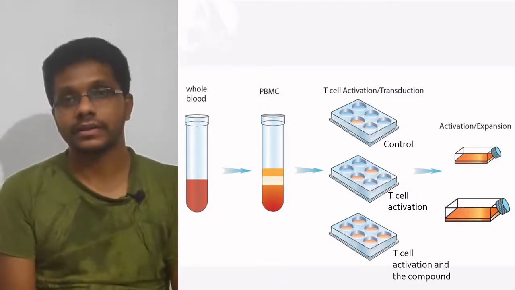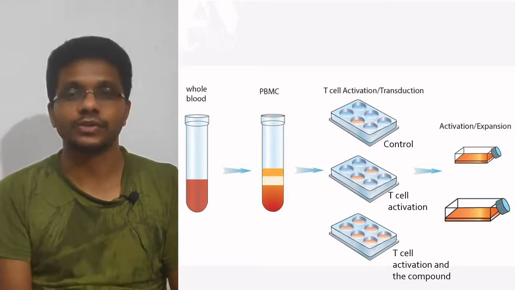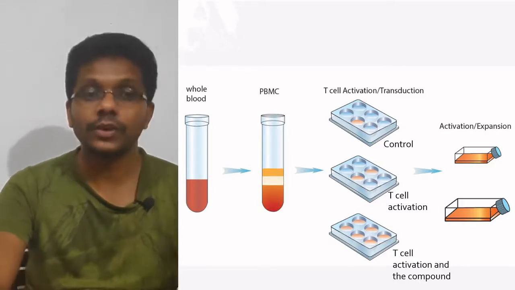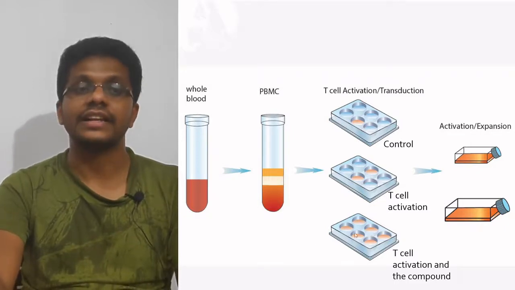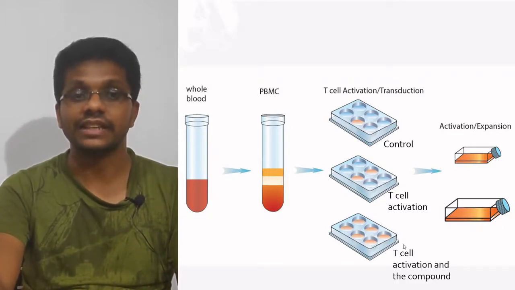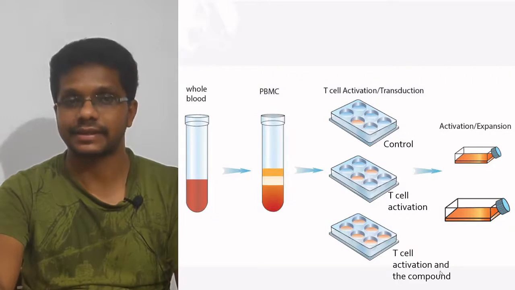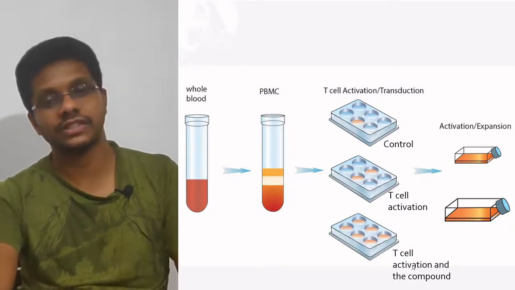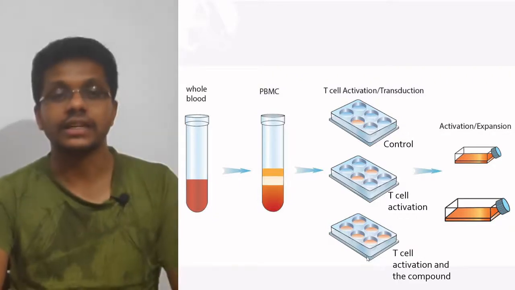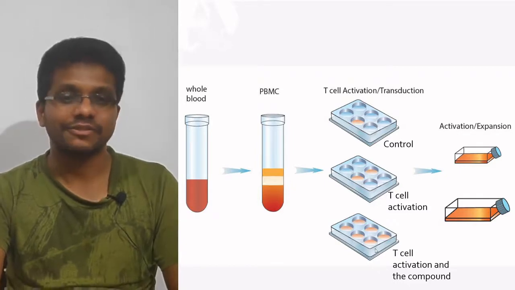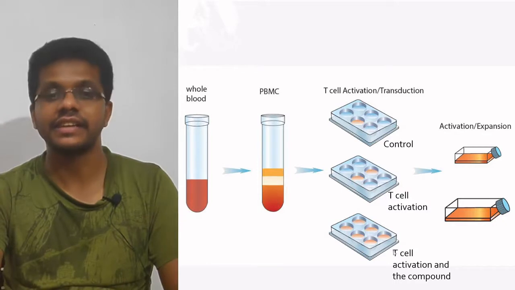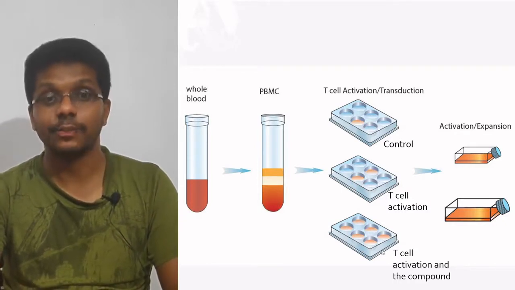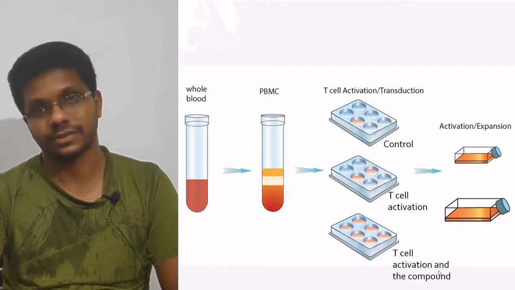anti-immunosuppressive activity. If the compound has immunosuppressive activity, it will prevent the T cell activation even in the presence of T cell activating chemicals. So if any compound is found to prevent the T cell activation, it may have the potential to be used as an immunosuppressive agent.